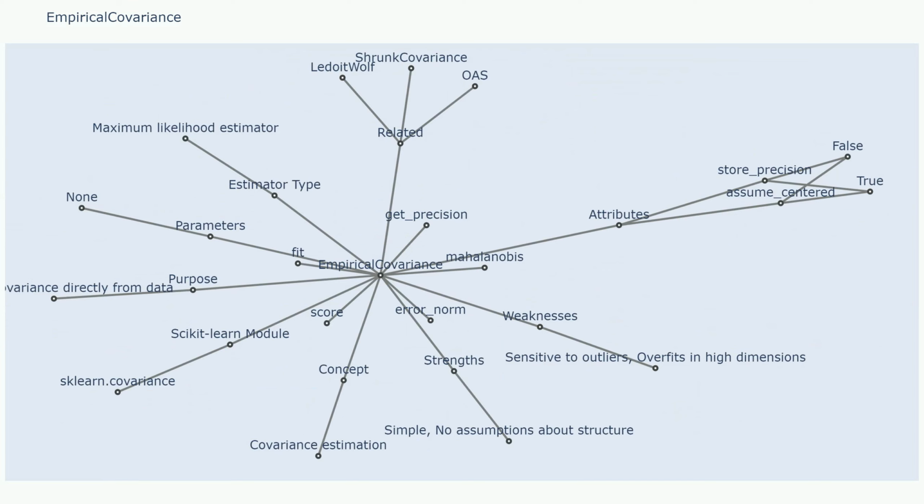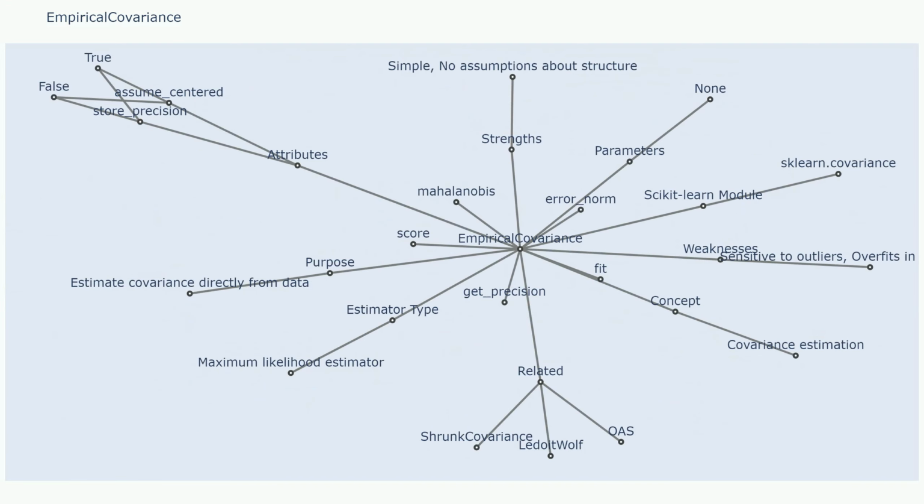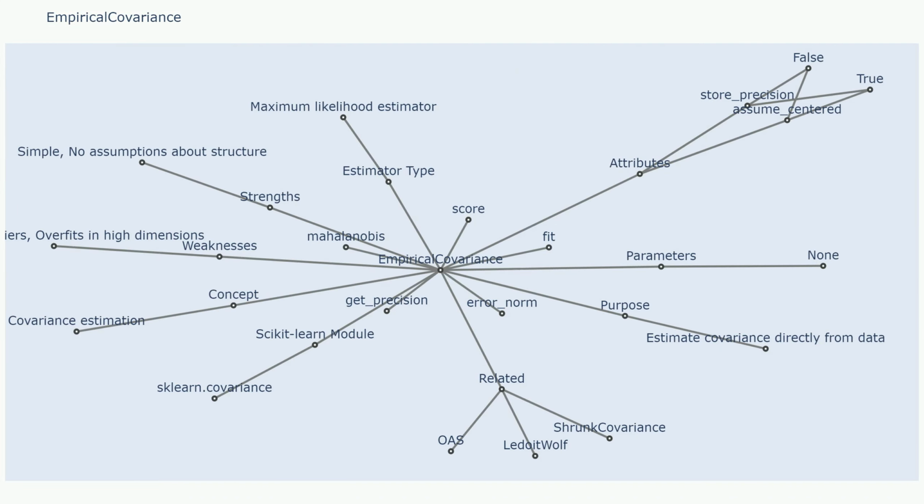Name assume_centered, type bool, default False. Description: if True, data will not be centered before computation. Useful to work with data whose mean is significantly equal to 0 but is not exactly 0. If False, data will be centered before computation.